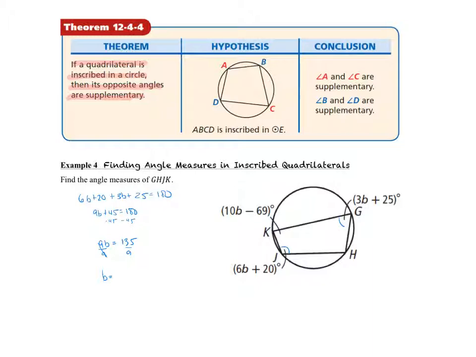b equals, 9 goes into 13 one time with 4 left over, 45. 9 goes into 45 5 times. So b is 15. And then we can plug that in so we can find every angle. So the measure of angle G is going to be equal to 3 times 15 plus 25, which is 70 degrees. The measure of angle J we know is going to be 110 degrees because those opposite angles are supplementary. So I could just do 180 minus 70 since that's the case.